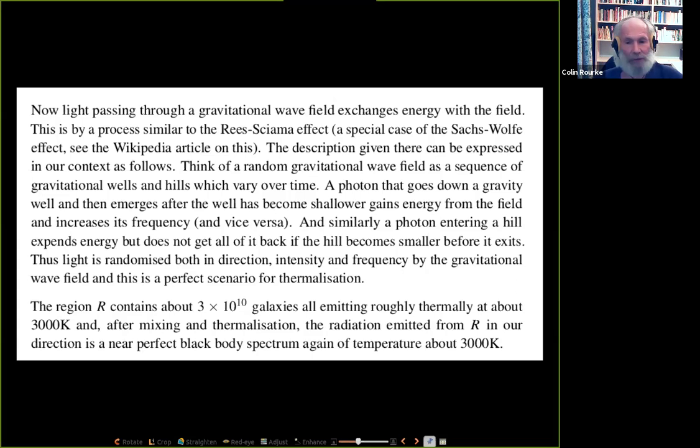And so this is a perfect scenario for thermalization. The region R we're talking about contains about 3 times 10 to the 10 galaxies, all emitting roughly thermally at about 3000 K. After mixing and thermalization by the process we've described, the radiation emitted from R in direction I is a near perfect black body spectrum, again of temperature about 3000 K.